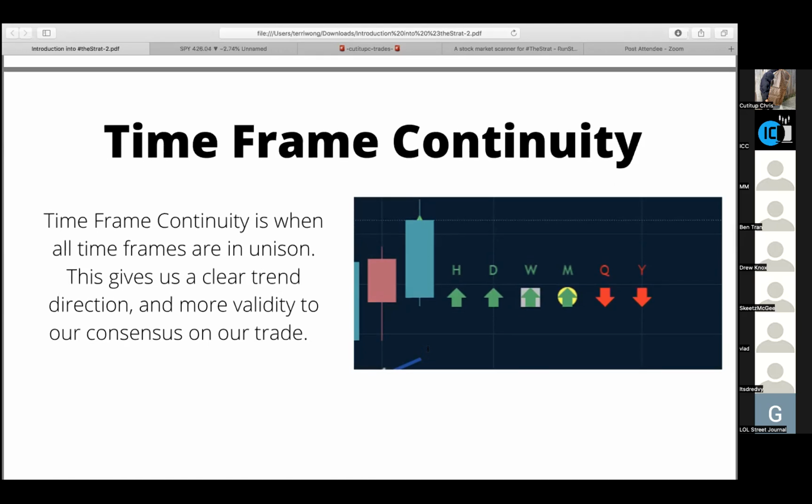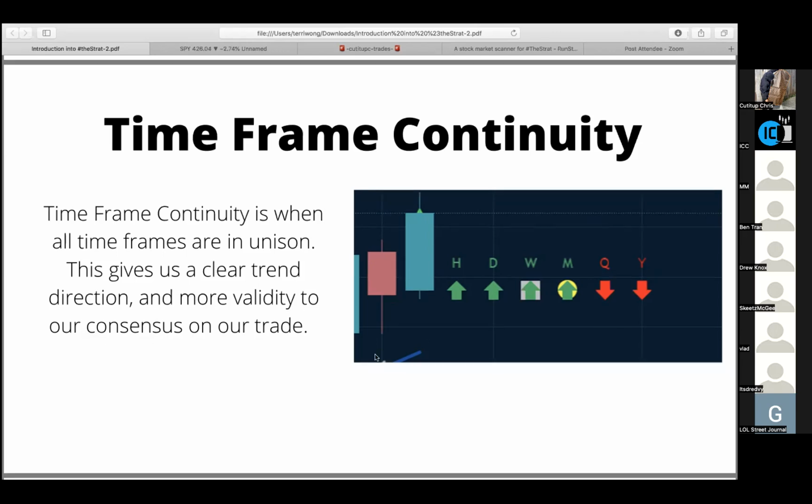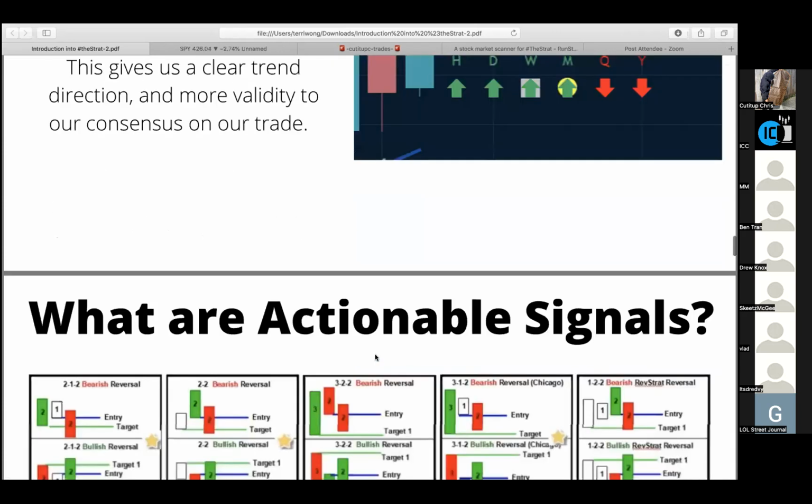If I'm running puts, it's the exact opposite. I want all of this to be red. The market we're in right now, everything's been red, and we've been running puts. So that's just how we take time frame continuity into account. That's that, and then these are actionable signals.